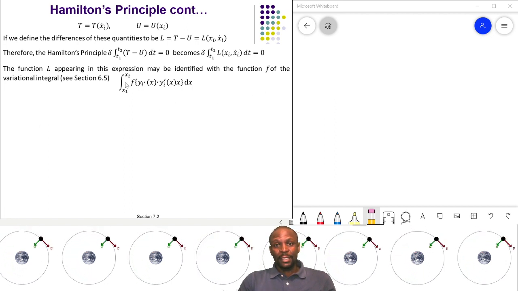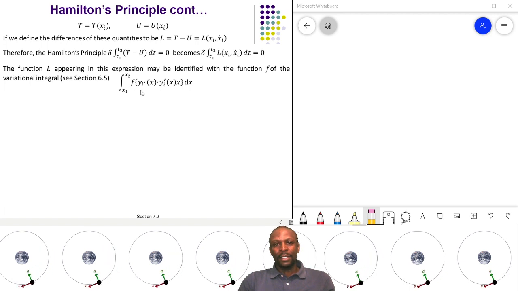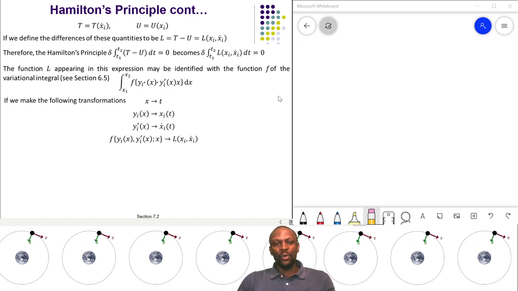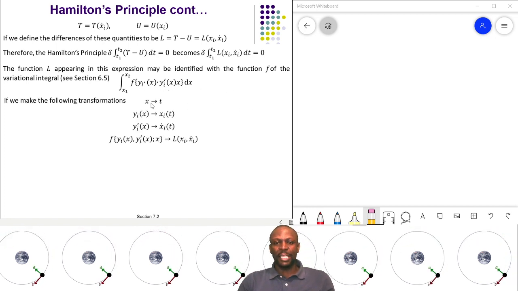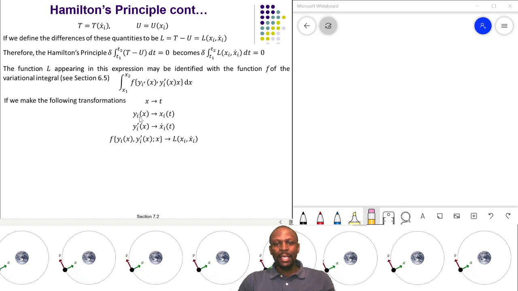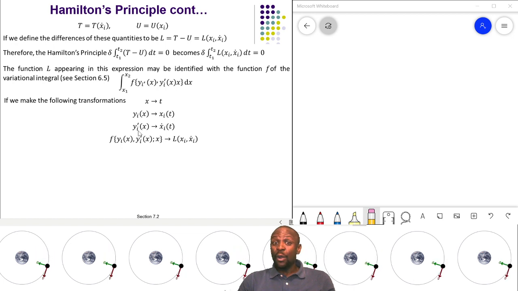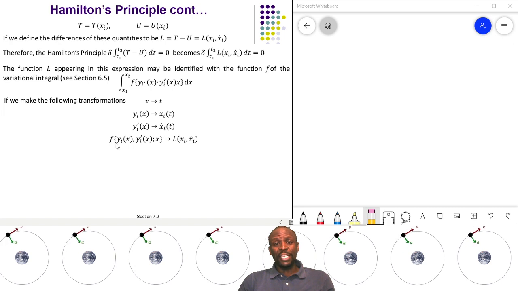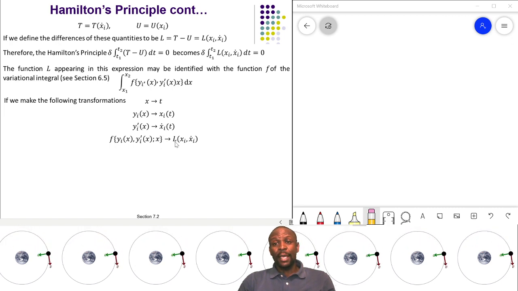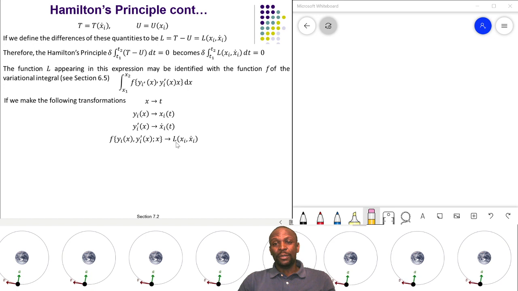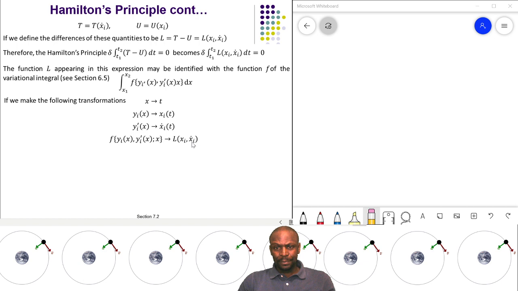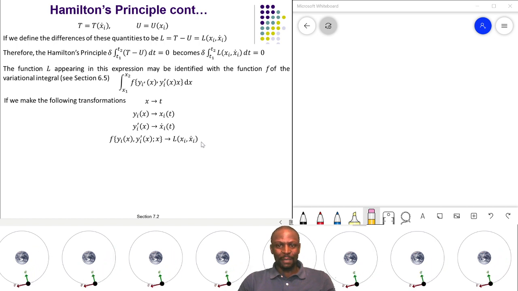So this is the function f, the integral of function f that we have done in chapter 6. Now, if we use the following transformation, if we change x to t, and then y as a function of x to x as a function of t, and the y prime, we change it to x dot, and then we change that function f to this L, or the Lagrangian, as a function of the position and the function of x dot, which is nothing else but the velocity.